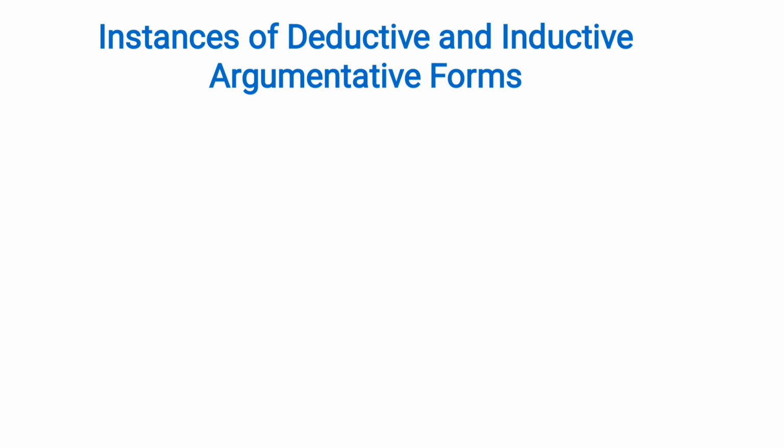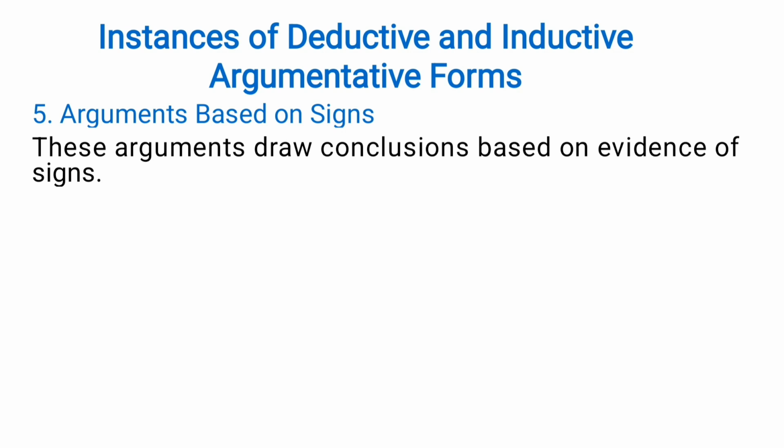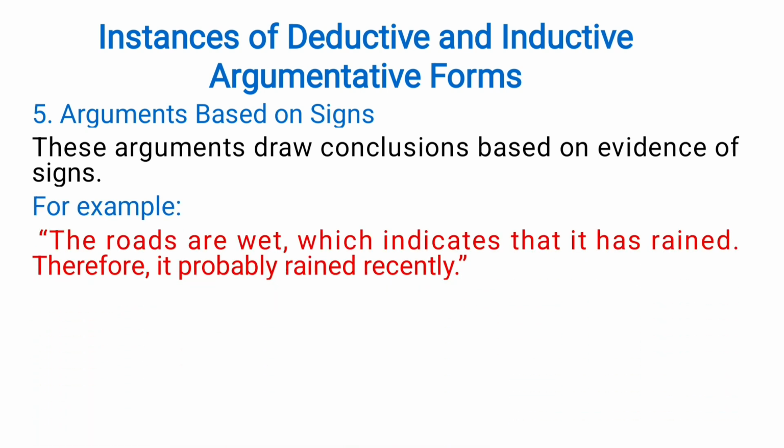And the fifth typical form of inductive argument is argument based on sign or symbol. This argument draws a conclusion based on evidence of signs or symbols. Let's consider this example. The roads are wet, which indicates that it has rained. Therefore, it has probably rained recently. Here, the conclusion is based on observational signs, making it inductive, since the sign might not always be accurate. The road may be wet without rain.